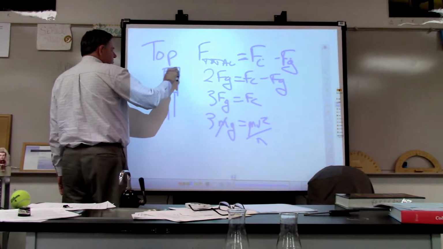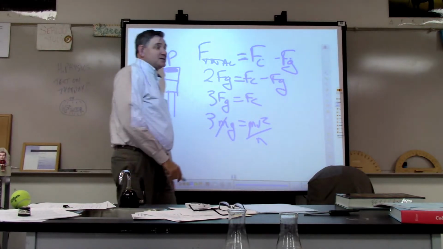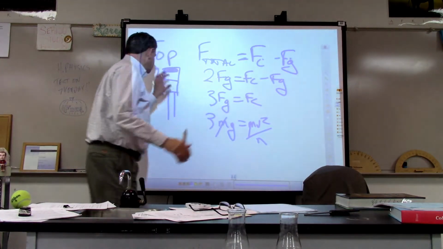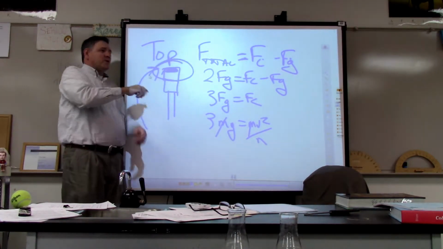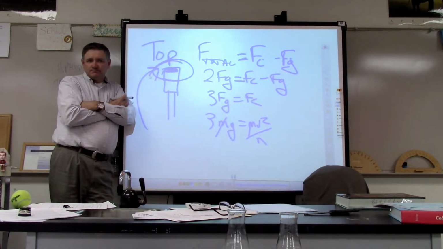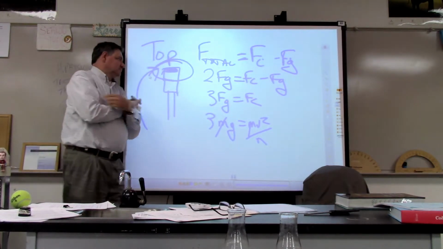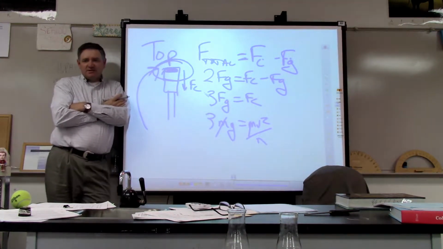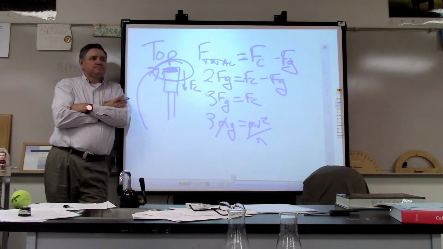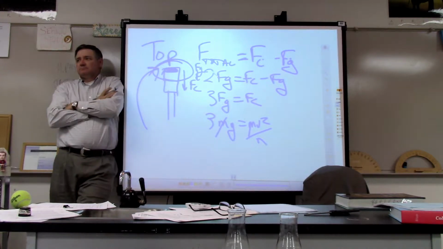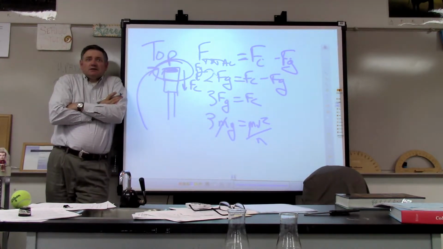Here's a bucket with some water as it's being swung around. So I got a bucket and I'm swinging it all the way around. What are the forces acting on the water at the top of the loop? The centripetal force. Acting which way? Inward, and at a right angle to the velocity vector. Okay, got that. Gravity. That's it.